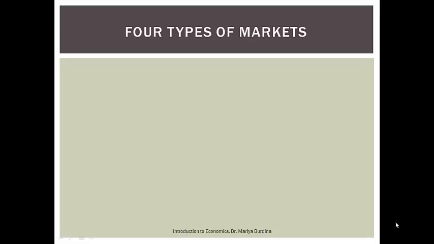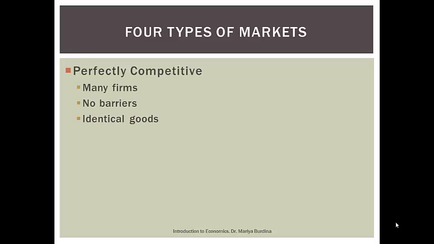Market, are we going to be able to either set up the price on our own or take the price as is, meaning dictated by the market? So let's see which types of market will represent which scenario. So the first type of market is the perfectly competitive market.